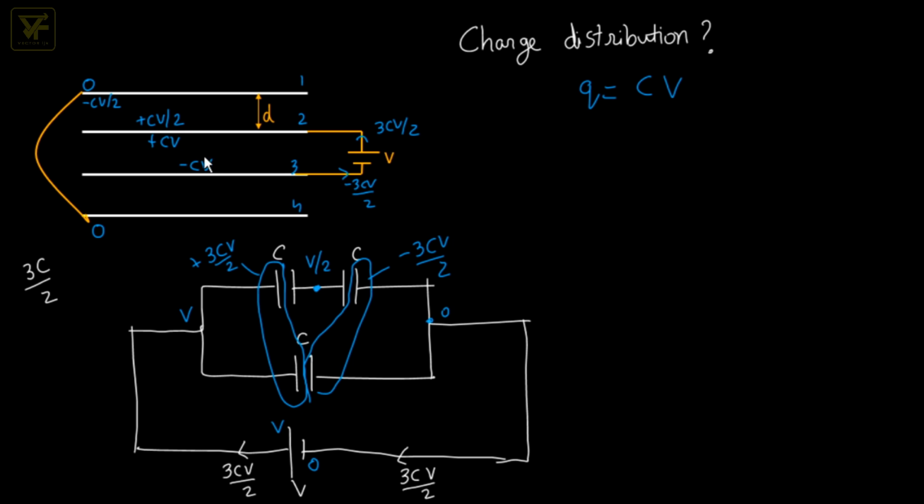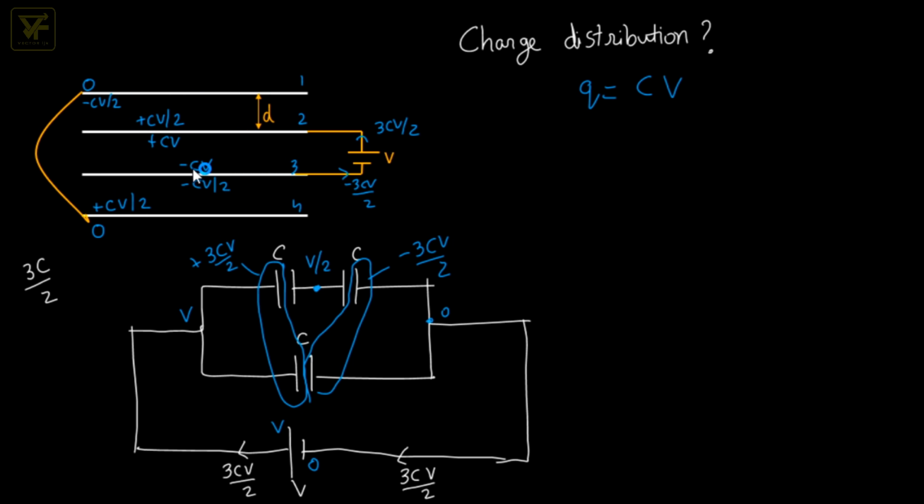If this one has minus CV and total charge on this whole plate is minus 3CV by 2 as mentioned earlier, then this one will have minus CV by 2. If this one has minus CV by 2, then this one will have plus CV by 2. So this is how the charge is distributed.